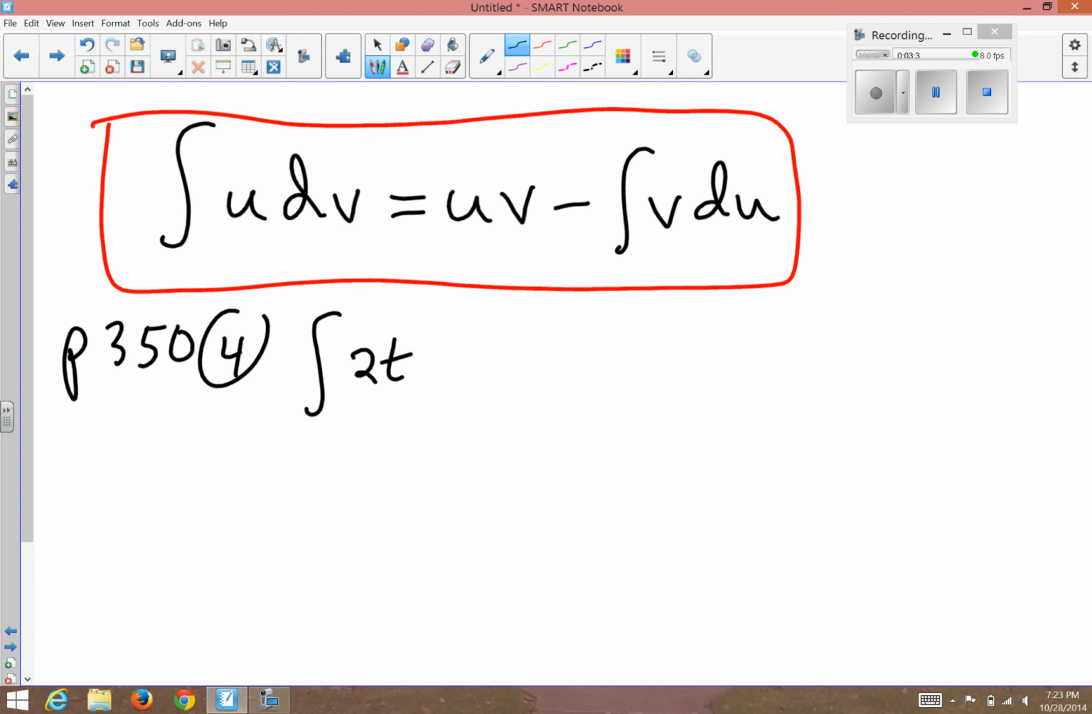2t cosine 3t dt. The 2 that's multiplied in front here is going to go to the left of the integral symbol.